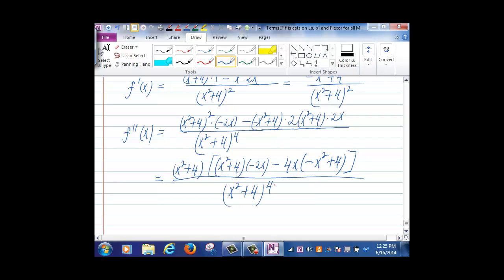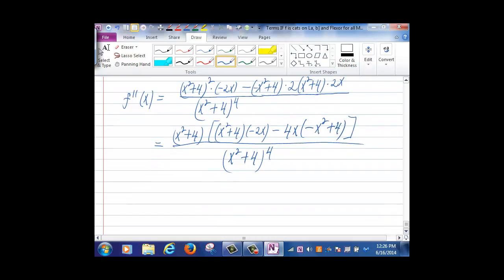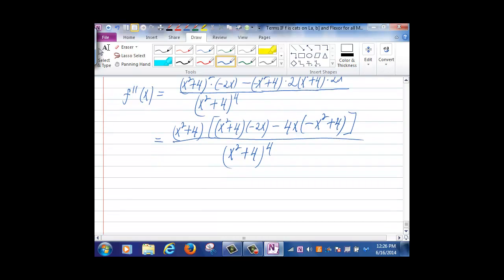If you do this factorization, then it's easier to multiply out and simplify inside the brackets now. And notice that I can cancel out a factor of x squared plus 4 as well and get a cube of x squared plus 4 in the denominator. Right? You guys agree with that simplification there? Everybody's okay?